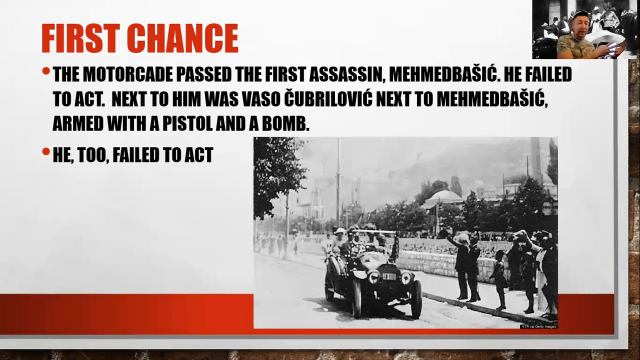So as the motorcade comes down the road along the route, you have the first assassins. This is Mehmed Basic, and you have Kabrulovich. They are there. They see the motorcade go by. They kind of just freeze, meaning they really didn't do anything. They failed to act. They had both pistols and grenades or bombs to attack, but they didn't. And it's just kind of like, oh no, the chance passed them by. That's okay, right? Because you still have a couple different assassins to go. So even if the first ones didn't get them, the next ones can.